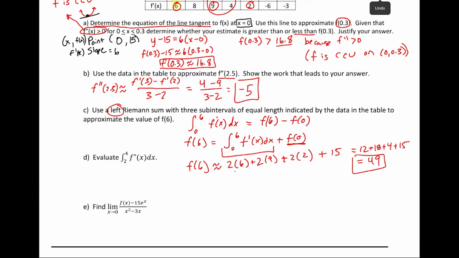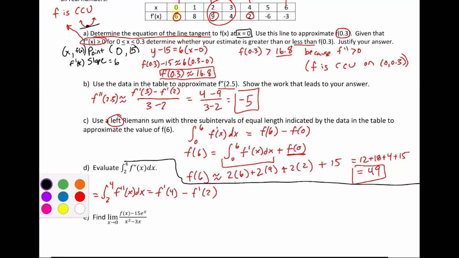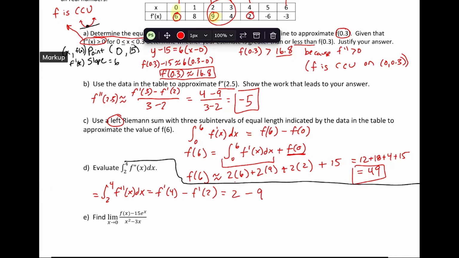Part D says evaluate the integral from 2 to 4 of f double prime. All right, so using the fundamental theorem of calculus, we can rewrite this integral of f double prime as f prime 4 minus f prime 2. Let me kind of box this off so I don't get confused on the work here. Both of these values can be found in the table. So this problem ends up being a lot easier than you might think. f prime of 4 is 2. f prime of 2 is 9. I'm just grabbing those values from the table right here and right here. 2 minus 9 is negative 7.